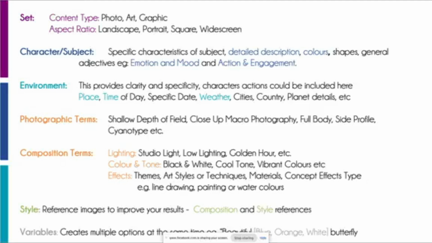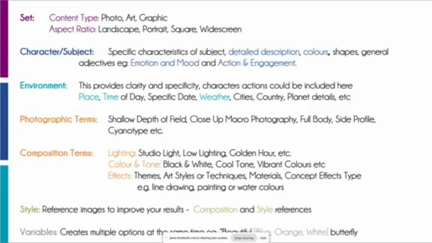Then we've got the characteristics. So be specific about the characteristics of your subject, right? Have a detailed description. Include things like color and shapes and general adjectives that you can use. And you will notice in mine, I separated them with commas. You can include things like emotion and mood. You can include things like action. What is she doing? Okay, she was walking, or she's engaging. What is it that she, or that subject, is doing?